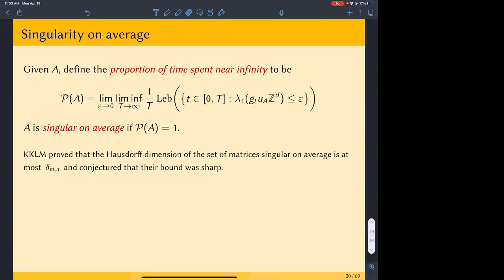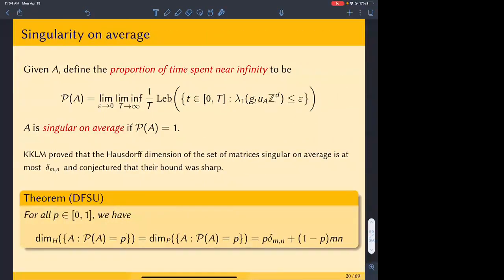Again, KKLM proved that the Hausdorff dimension of the set of singular on average matrices is at most δMn, and also conjectured that this should be sharp. And we could prove that. We actually have a formula that tells you that if you choose the proportion of time you want to spend near infinity, then your Hausdorff and packing dimension is given by this formula. Okay, so when P is equal to 1, you just get δMn.